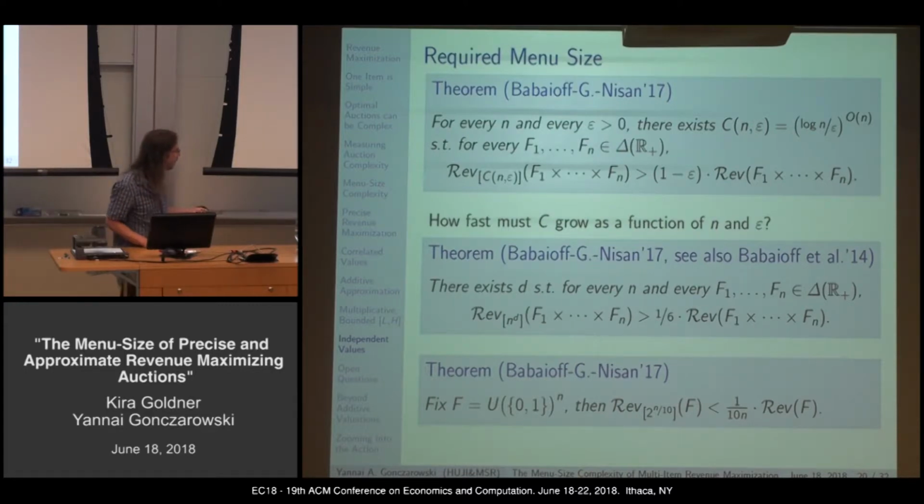Thanks. Okay. So ideally, we're still hopeful that we'll be able to do things with small menu size, but it would have been nice if this theorem would have said you can't get 99% of the optimal revenue using menu size less than exponential. But let's understand at least for this example why it's not the case.